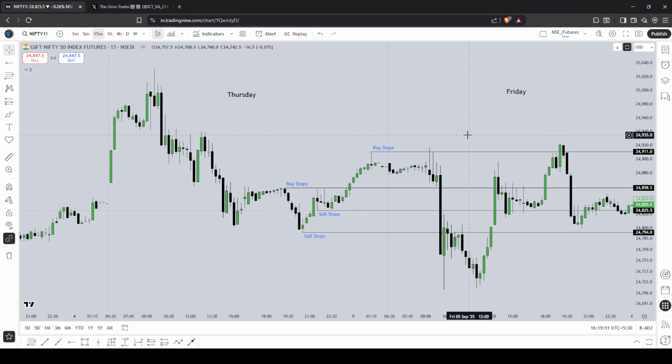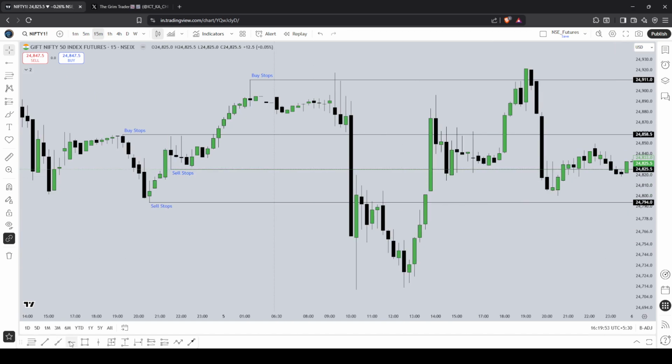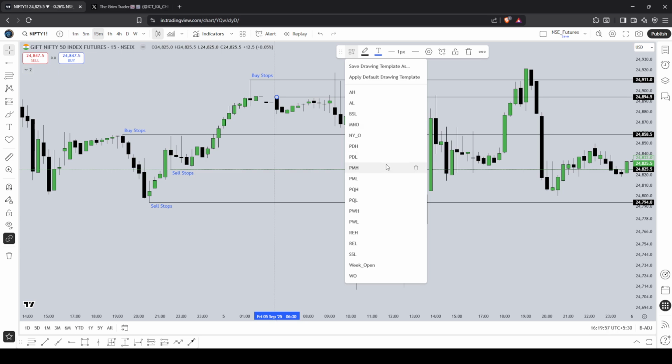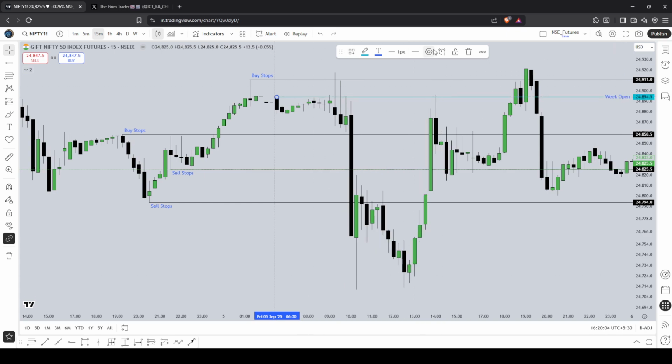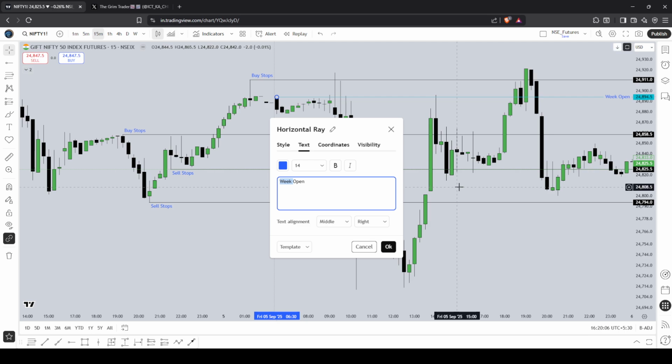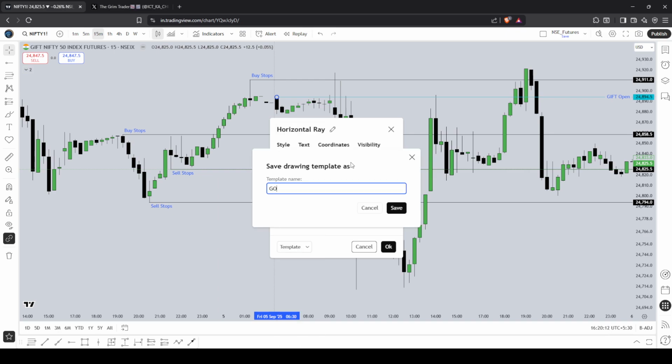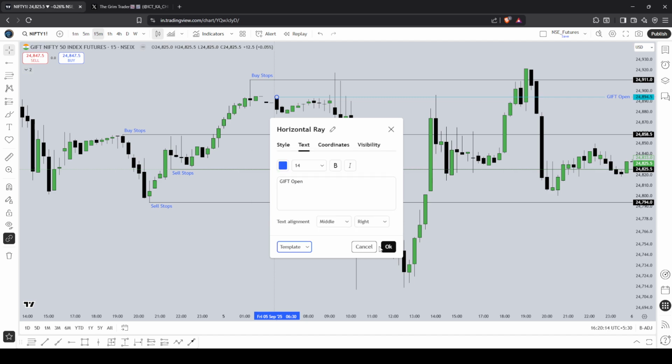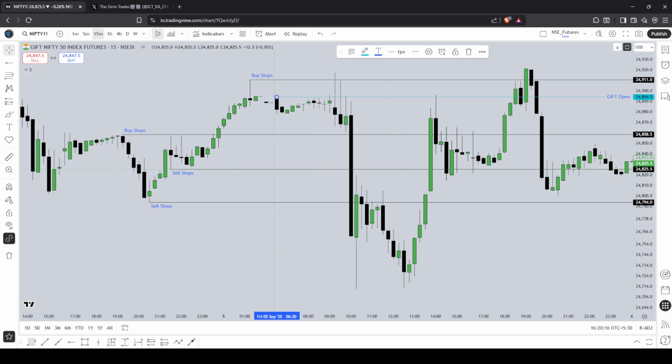Now let's go down. Before going down, we mark out the opening time of GIFT. I need to mark this as GIFT open. I'm going to create a new template for this. See right here, this says it's the GIFT opening price.